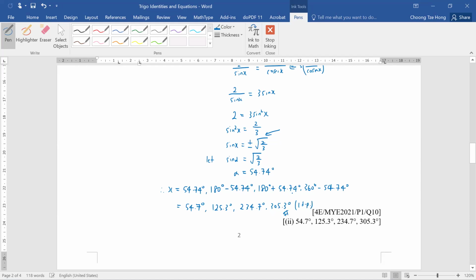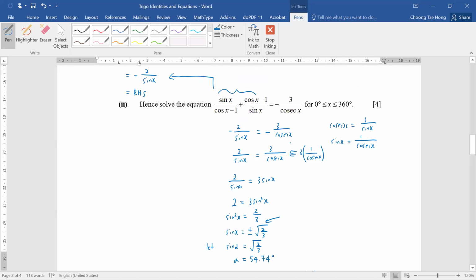So overall, the question is not too difficult. You just need to be aware of those trigo identities, and things like cosecant x you can change to 1 over sine x and so on. Then sine x will be equal to 1 over cosecant x. All these things you need to be aware of in order to solve the question successfully.